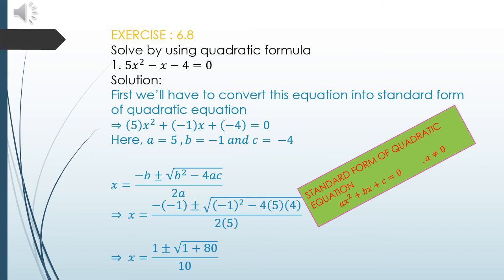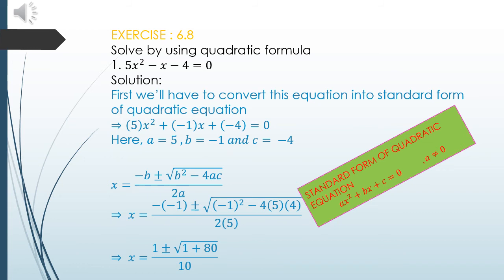5x square plus, in the question we have minus x. When we write minus x, it means the coefficient is minus 1. So 5x square plus minus 1x plus minus 4 is equal to 0. All the mathematical operators, meaning positive and negative signs, must be according to the standard equation. This must be noted.